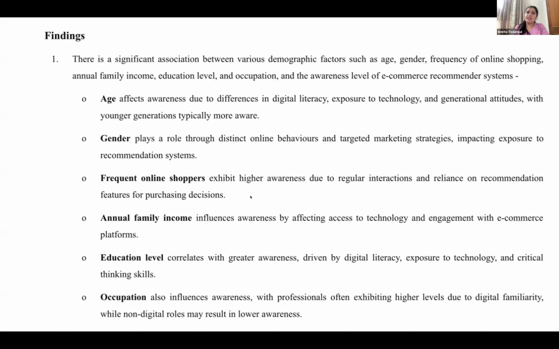When we talk about gender, they have a different buying pattern. Women are more prone towards exploring and following the recommendations. Frequency of online shopping exhibits higher awareness due to regular interactions and reliance on recommendation features for purchasing decisions. Annual family income again influences awareness by affecting access to technology and engagement with e-commerce platforms. Education level correlates with greater awareness driven by digital literacy, exposure to technology, and critical thinking skills.